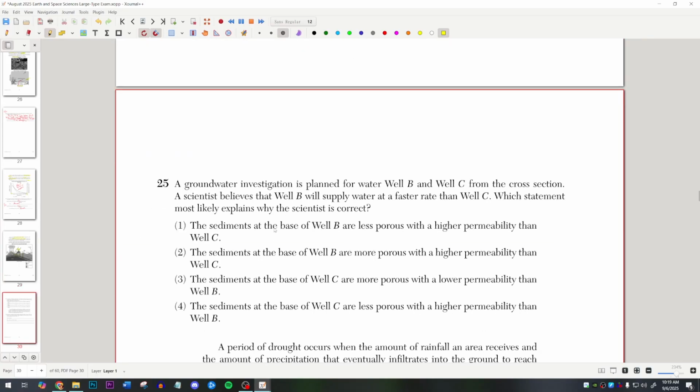So we just want to make it go fast, right? I just saw the shorter pipe and thought that was the answer. The sediments at the base of well B are less porous. That would be bad. Okay, so now we're doing porosity and permeability. In order to go fast, we want high porosity and high permeability. That would be good for pumping the water. If it's low porosity, that means the sediment is like clay, and if it's not permeable, that's bad too. It's going to be stuck. So we want it to be very porous and very permeable.